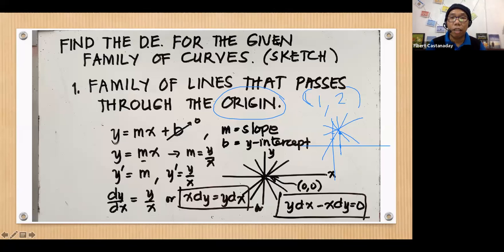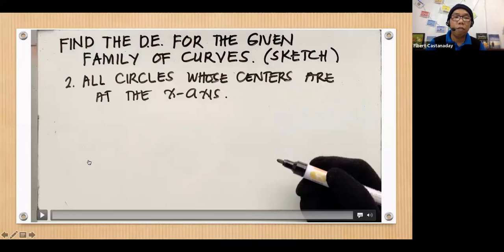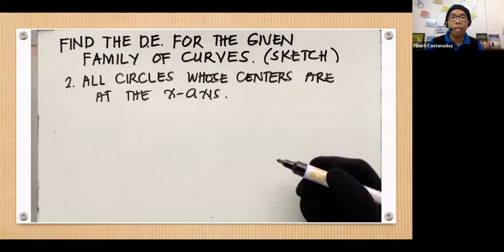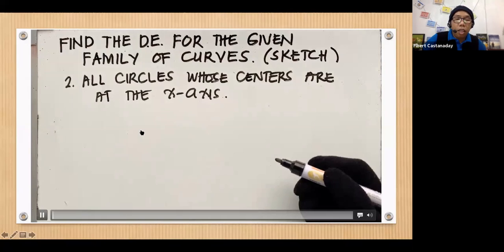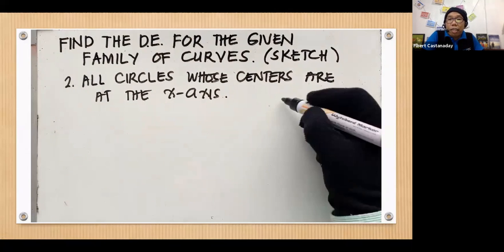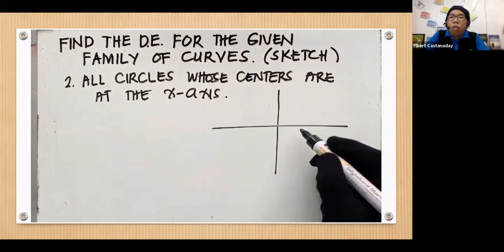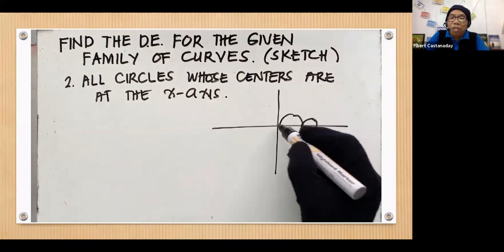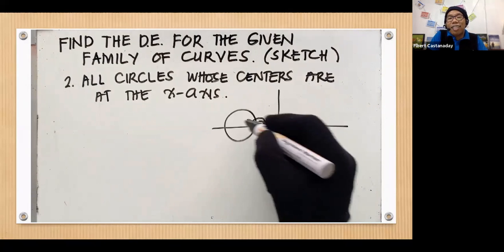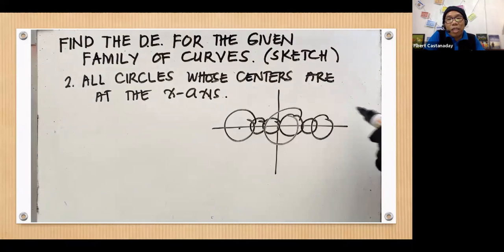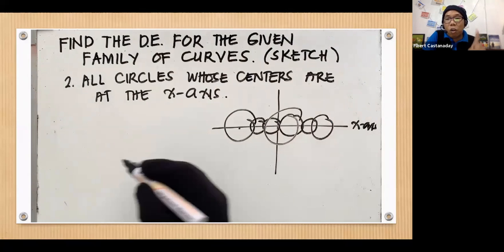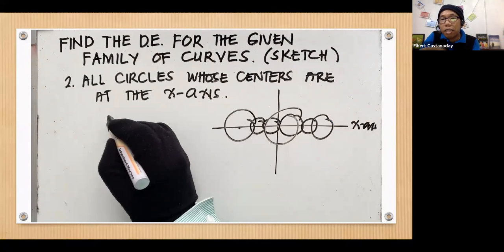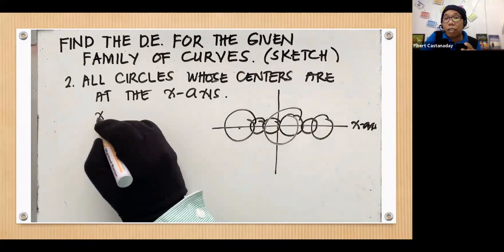Okay, let me just erase the writings here. And let's proceed to the next slide, solving for the DE of all circles whose centers are at the x-axis. So what I will do first is I'm going to sketch. Yan, para alam ko kung ano yung, kunyari nakalimutan ko yung equation. So what you can see here are different circles, di ba? Pero ang common sa kanila is lahat ng circles na yan, nasa x-axis yung center.